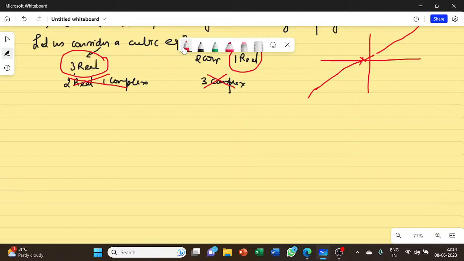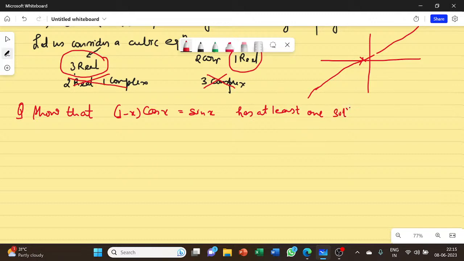I'm writing the question here. Show that the equation (1 minus x) cosine x is equal to sine x has at least one solution in (0, 1). So you have to show that (1 minus x) cosine x is equal to sine x has at least one real root, at least one solution in (0, 1).